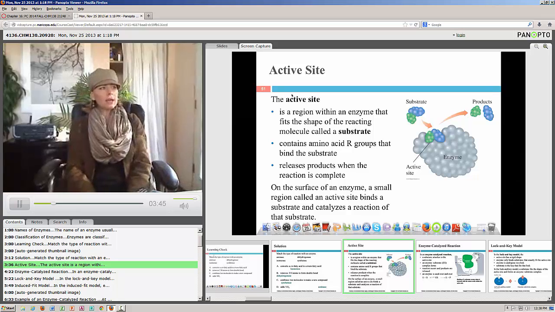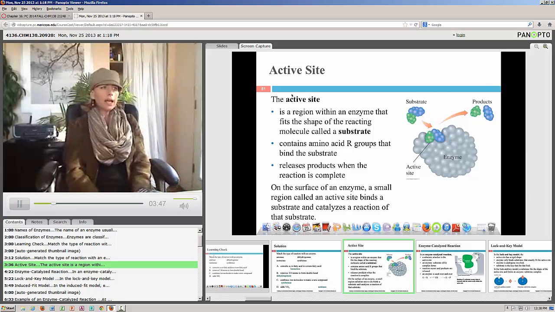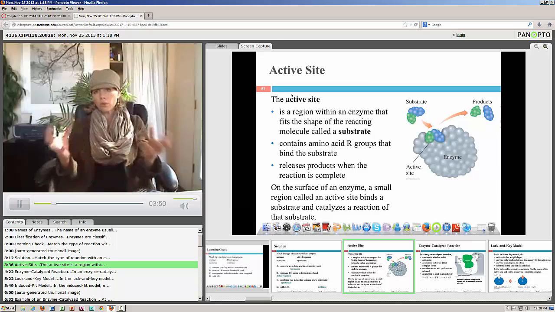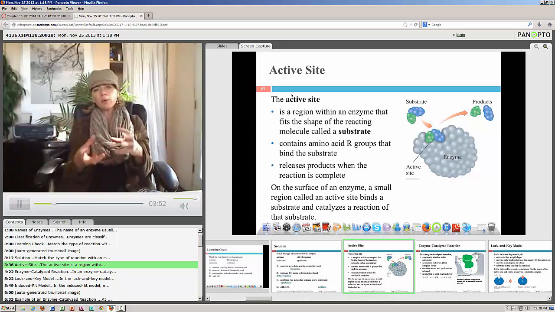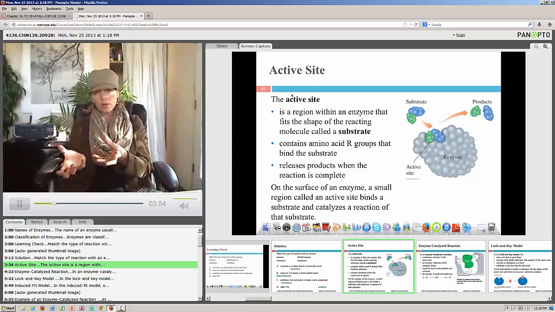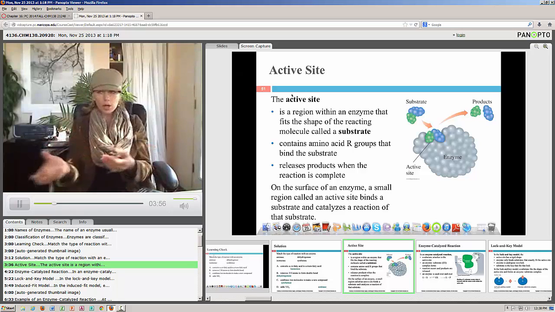Now, within an enzyme, there typically is an active site, and that active site is where the substrate or the reactants come together to meet, react, and then are finally released as products.